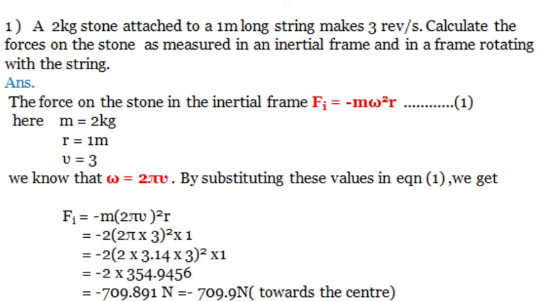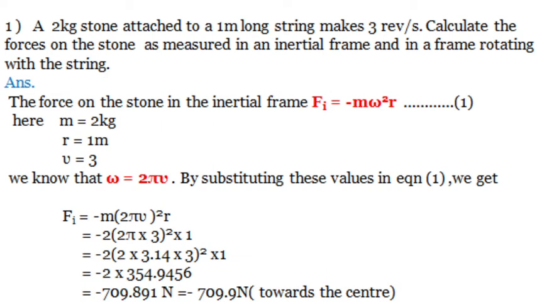Then a simple problem. A 2 kg stone attached to a 1 meter long string which makes 3 revolutions per second. Calculate the forces acting on the stone as measured in an inertial frame and in a frame rotating with the string. Here we have to consider the force acting on the stone in the inertial frame and in the case of the rotating frame too. Okay, here the force acting on the stone in the inertial frame is given by the equation Fi is equal to minus m omega square r.